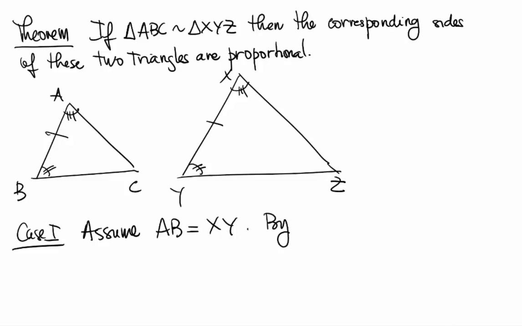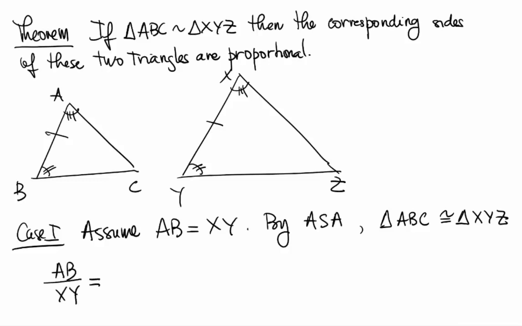So by ASA, triangle ABC must actually be congruent to triangle XYZ, and in that case AB over XY of course will be equal to 1, and AC over XZ will also be equal to BC over YZ, which will also be equal to 1, and we'll be done.